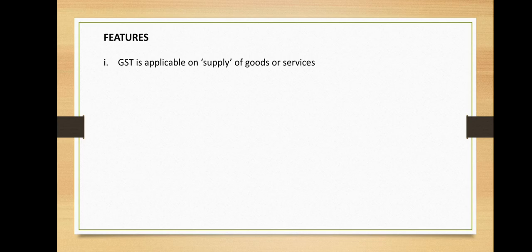GST is applicable on supply of goods or services as against the present concept on the manufacture of goods or on sale of goods or on the provision of services. GST is based on the principle of destination based consumption taxation as against the present principle of origin based taxation. It is a dual GST with the center and the state simultaneously levying tax on a common base.